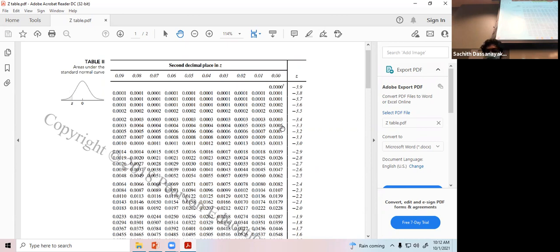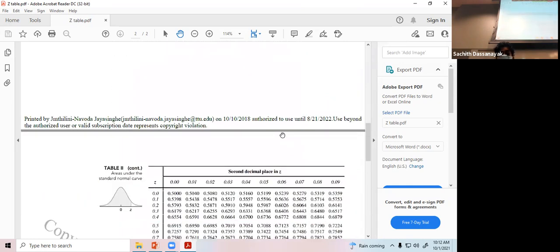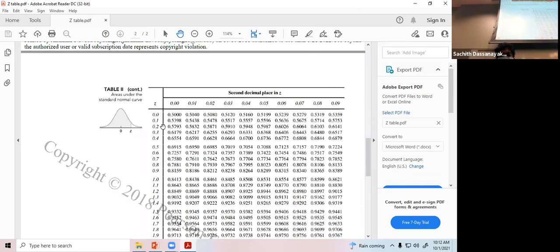Clear? So the first decimal you can find in this number, plus the second decimal you can find using these columns. You have to go down this particular column and across this particular row of Z value. Then when they meet, that point is the particular probability value. So these are areas or probabilities. Okay, same applies here. These are positive values, but same thing.